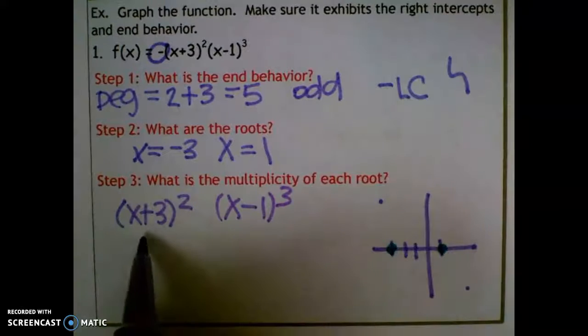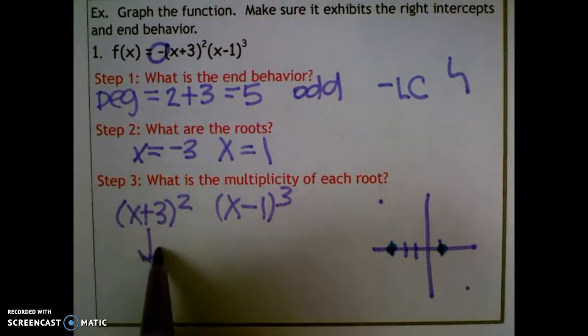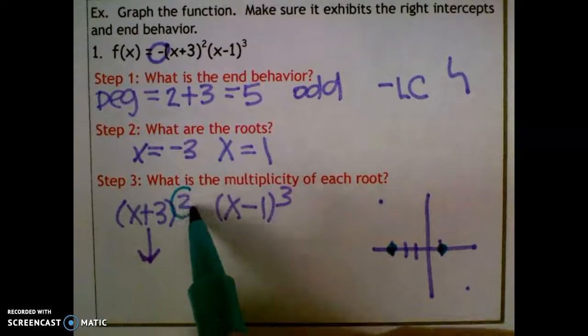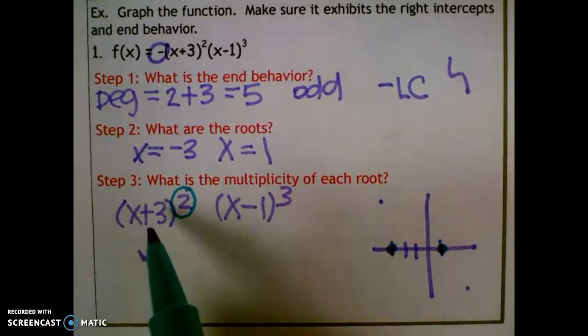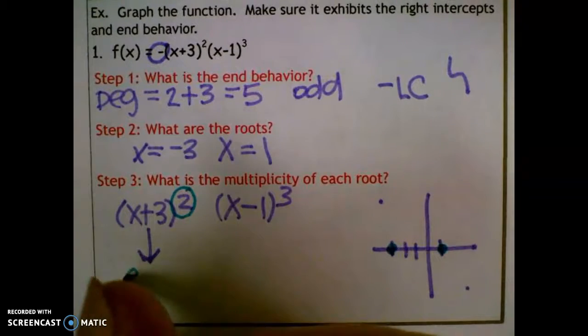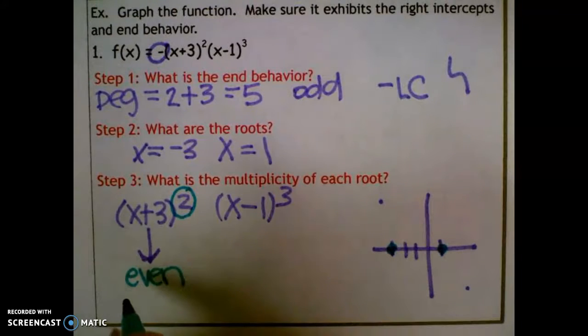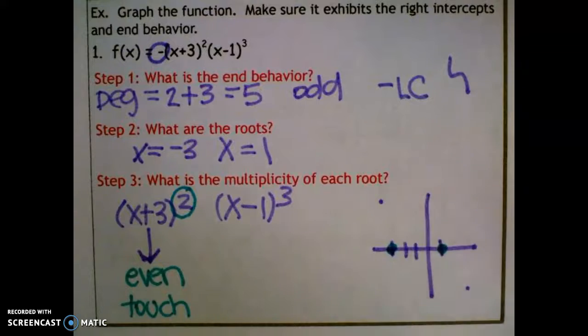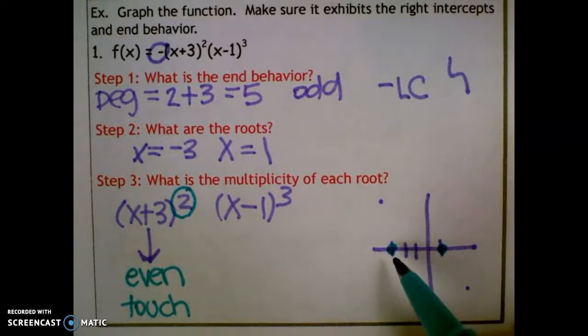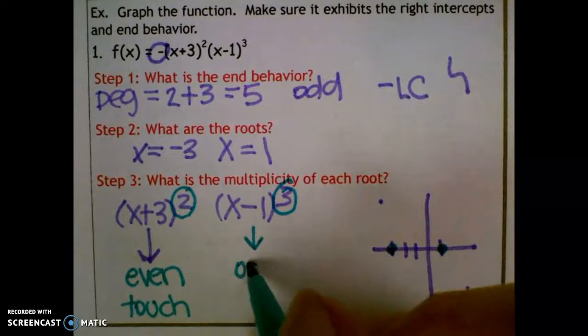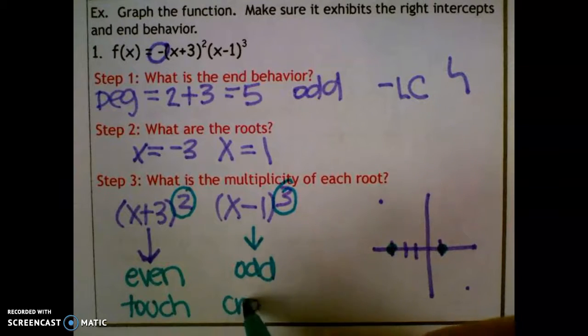So at negative 3, it came from this factor. That multiplicity is 2 because it's x plus 3 squared. So negative 3 has an even multiplicity, which means it's going to touch the graph. So right here, you're not going to cross. Now, 1, that has an odd multiplicity. That's going to cross.